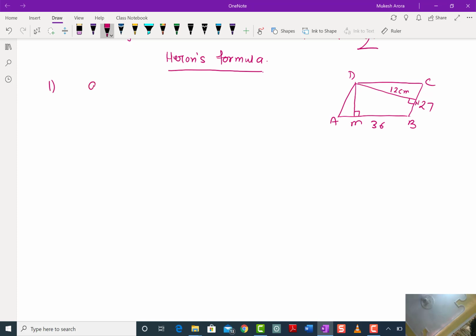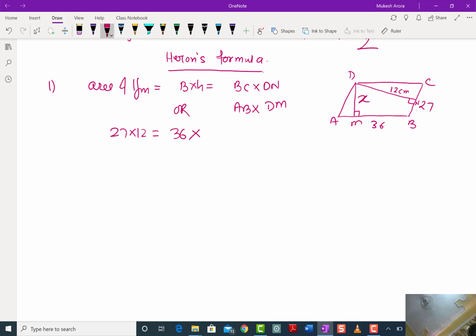So area of parallelogram is equal to base into height. If base is BC, then the height is DN. Or if the base is AB, then height is DN. So BC 27 into 12 is equal to 36 into X, which we have to find. So X is equal to 27 into 12 by 36. This is 3, this is 9. So answer will be 9 centimeter.